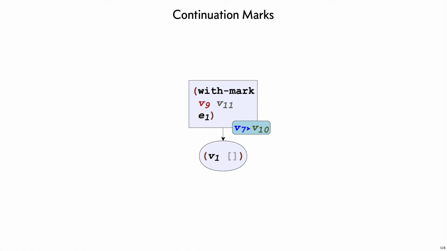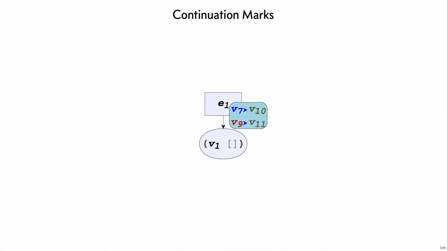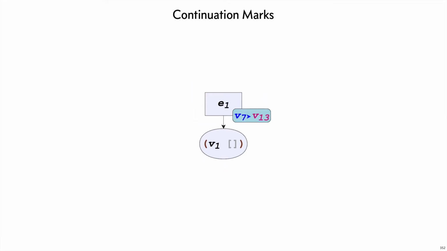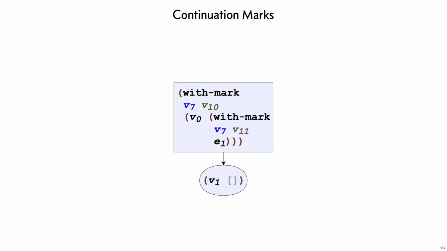In this case, the tail expression is another withMark, so we map v9 to v11, again in the continuation frame. Since v7 and v9 are different keys, they both are in the mark for this continuation frame. But if we back up, and if that were mapping v7 to v13, then the meaning of withMark is that we would replace the mapping for v7 in the current continuation frame. And this replacement makes continuation mark update in sync with tail evaluation of expressions.